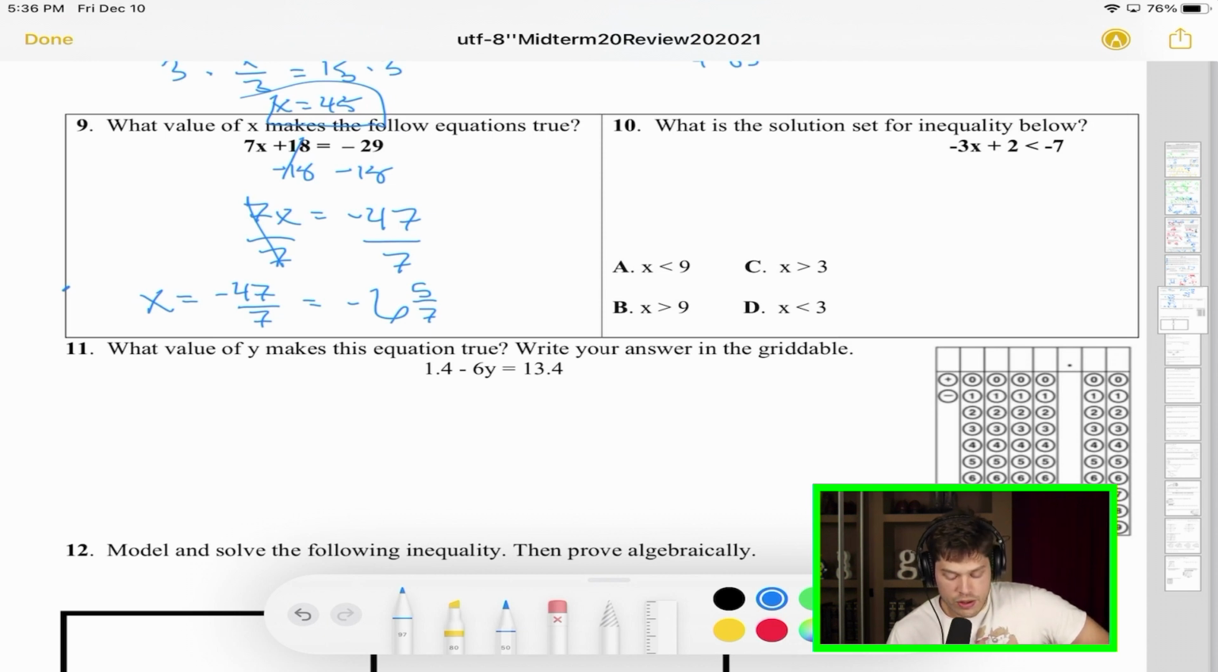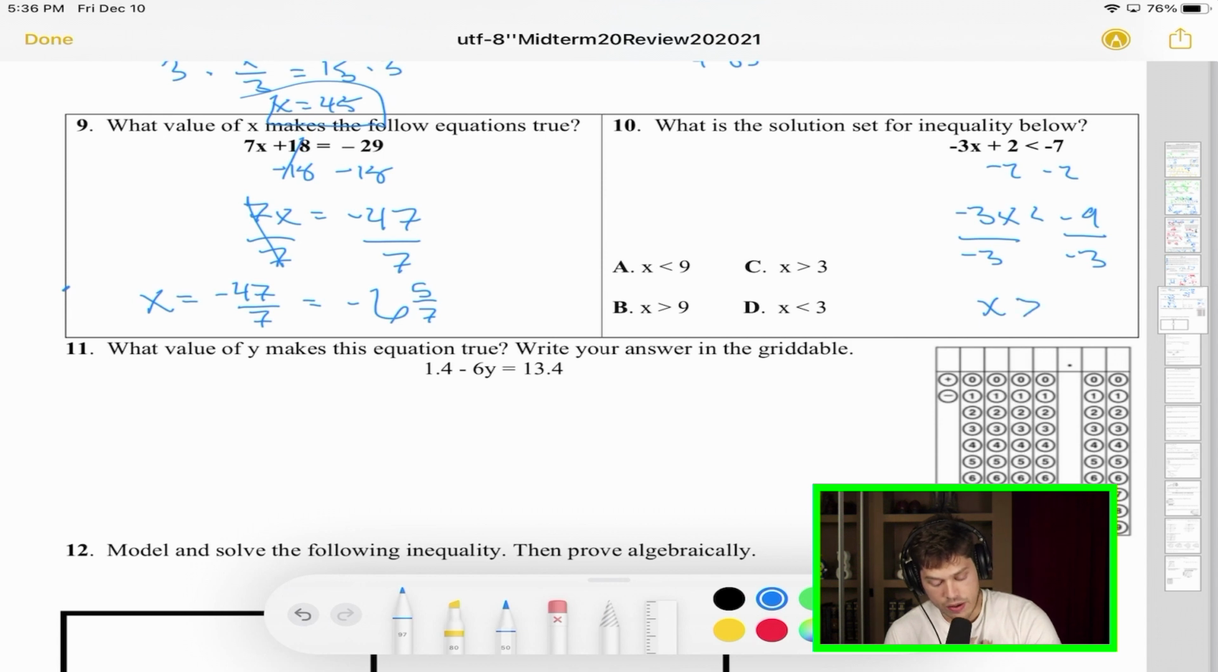What is the solution set for the inequality below? Number 10. So again, we're just solving this. We're going to subtract 2 from both sides. So we have negative 3x is less than negative 9. And then we're dividing both sides by negative 3. Remember, if you divide or multiply an inequality by a negative, you flip your sign. So we're left with x is greater than positive 3 as the negatives cancel. So C is our answer.